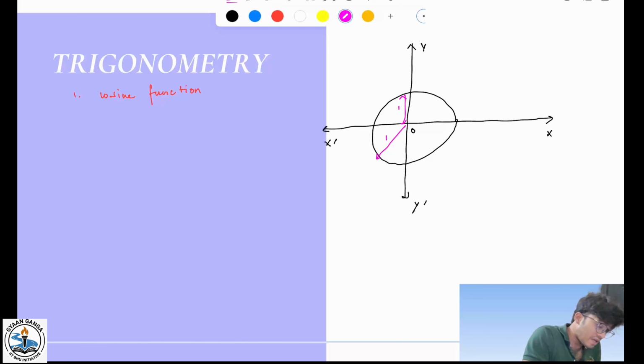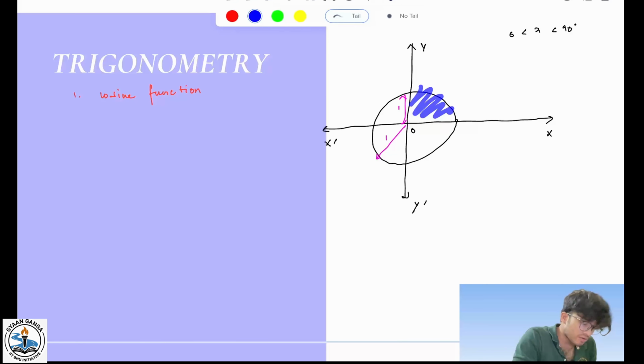Now I've said that take any point. What do you do when you want to find the value of the sine function? Again, for simplicity, I'll restrict x between 0 and 90 degrees, that is in the first quadrant. What is the first quadrant? This is the first quadrant.